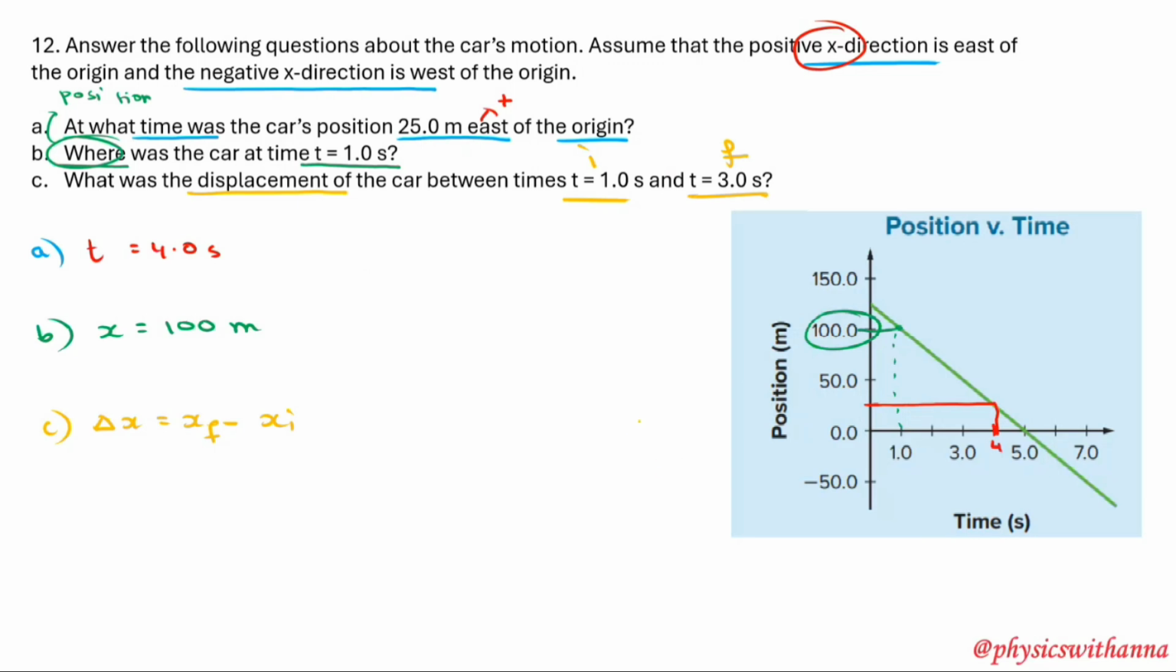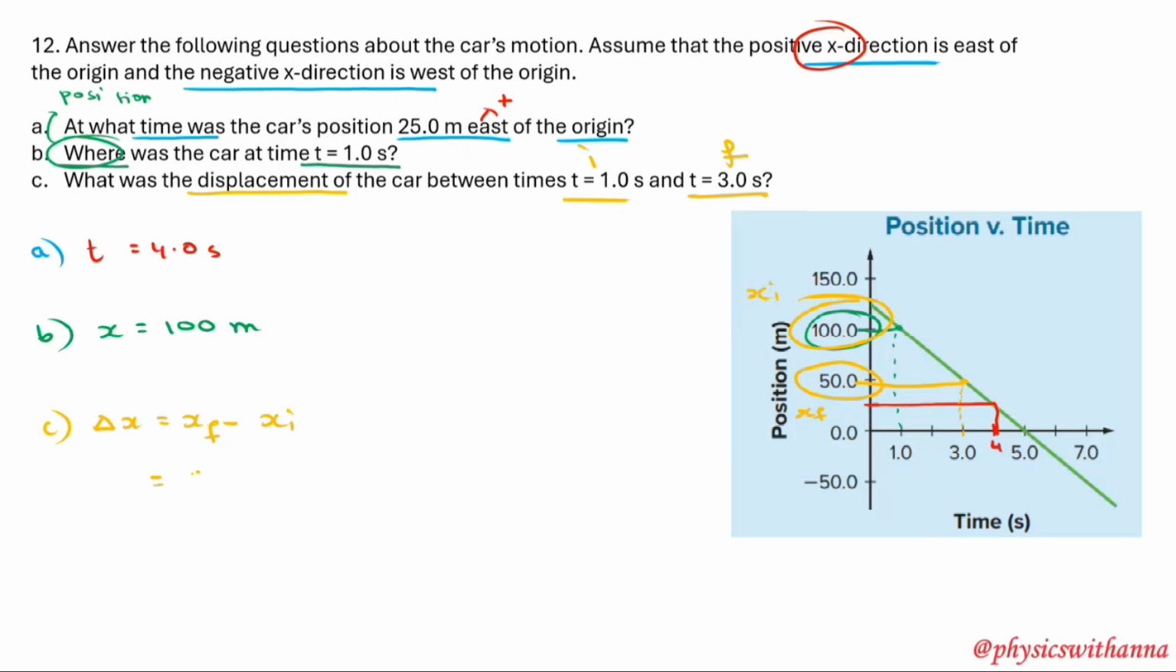So at t equals 1 second, we have already found the position value. This is the position at 1 second, which is 100 meter. So I will call this x initial. Then we locate t equals 3 seconds right here, and we find its position. We go up on the graph. Wherever you reach the line, go to position. This is x final. Now we subtract them.